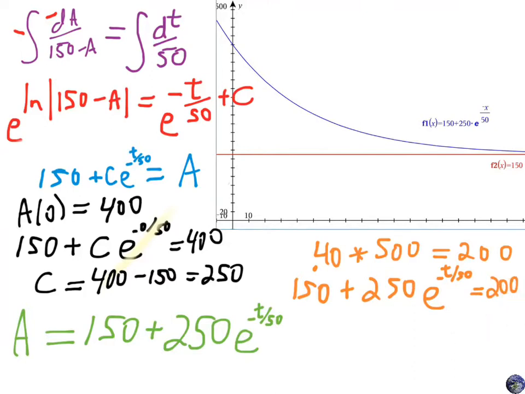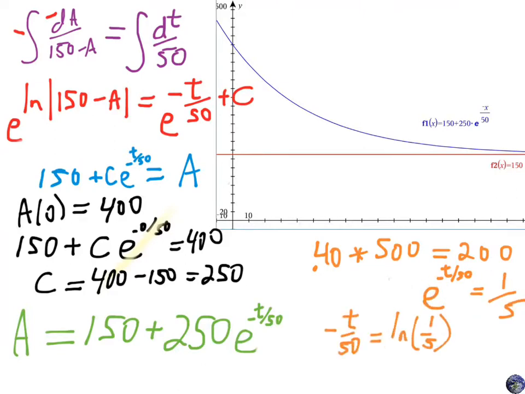Well, how do we solve for that? Just basic algebra at this point. Subtract the 150 over. The 150 goes away, and you're left with 50 over there. Then we divide by the 250, which leaves 1/5 on this side. Now how do we get rid of this e? We take natural logs. So negative t over 50, because that was our exponent, is equal to the natural log of 1/5.